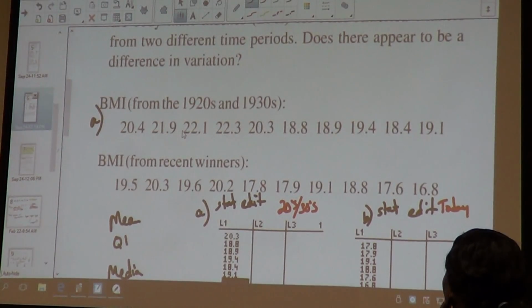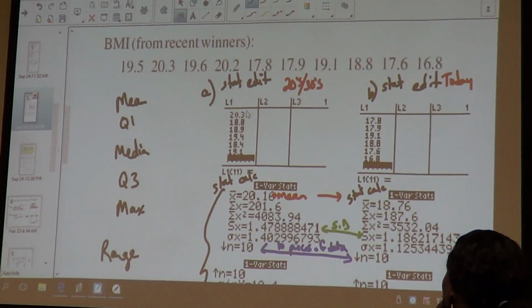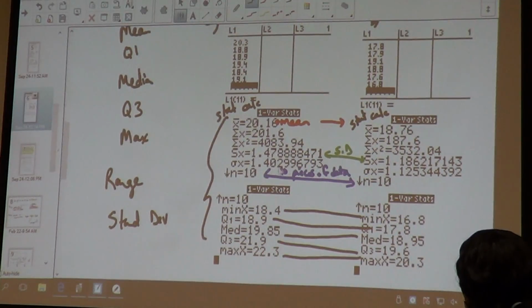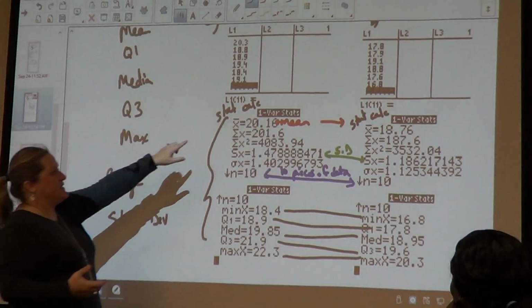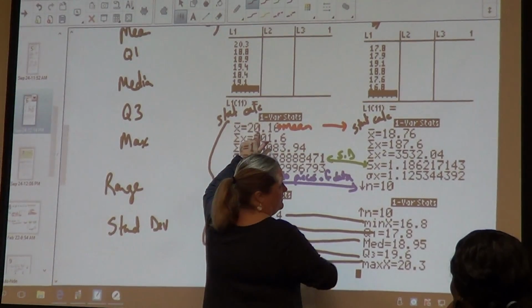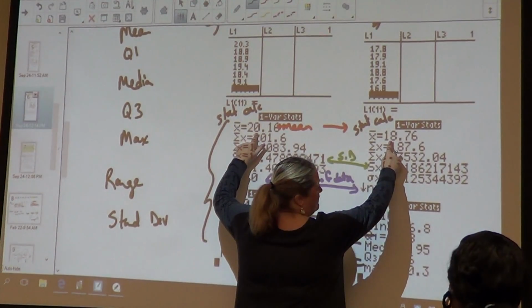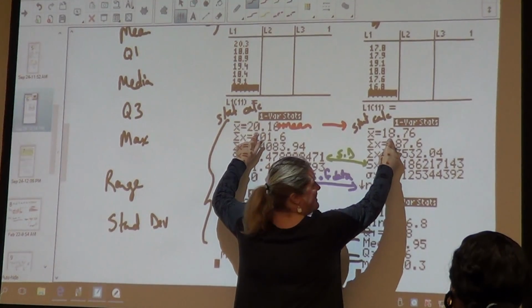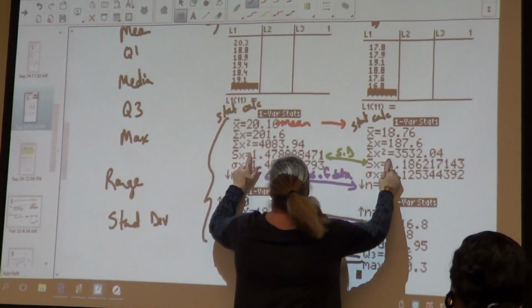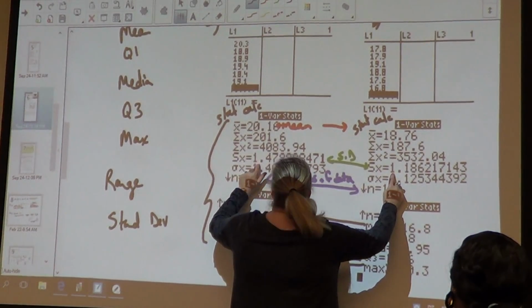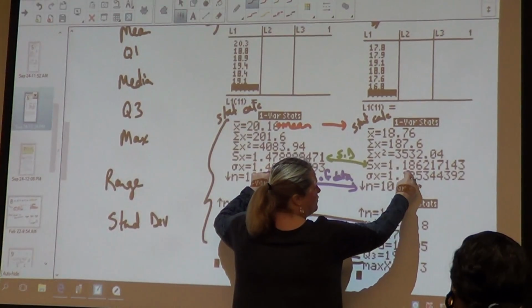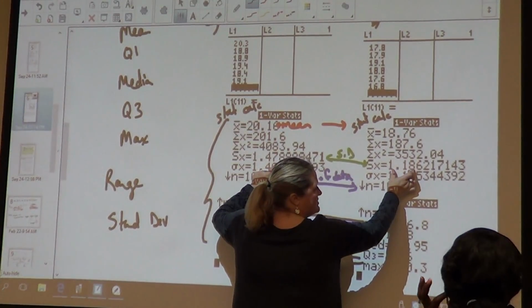So just to show you, I mean, it's in your homework, but I didn't give you anything. So this is me doing stat edit for the 20s and 30s and stat edit for today. And this is me doing stat calc for both. And it says compare. So the average body mass for back in the day was 20. And the average body mass today was 18. So this is telling me they're skinny. They don't have as much fat today. The standard deviation was 1.47 then and 1.18 now. So the standard deviation is smaller.